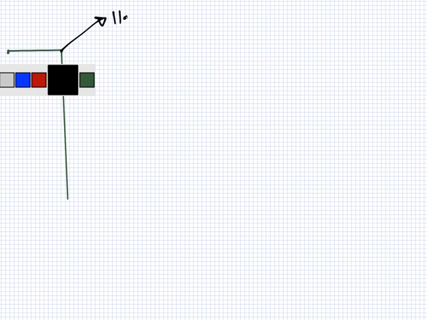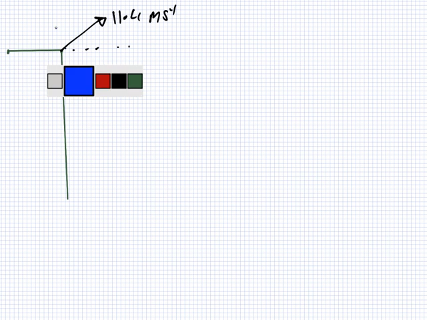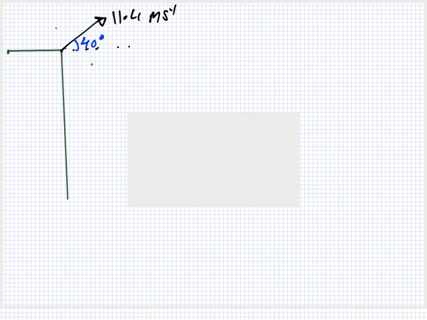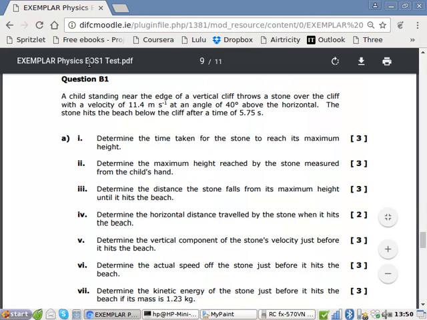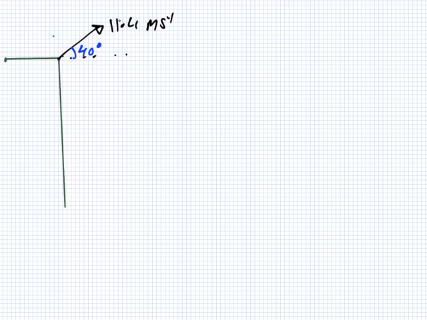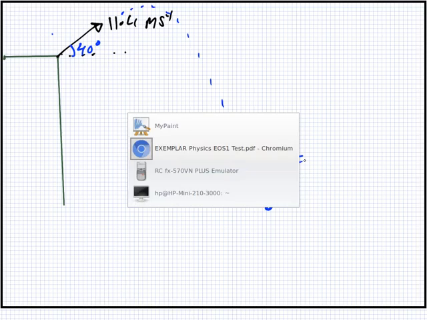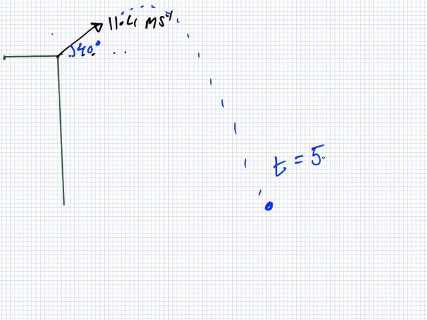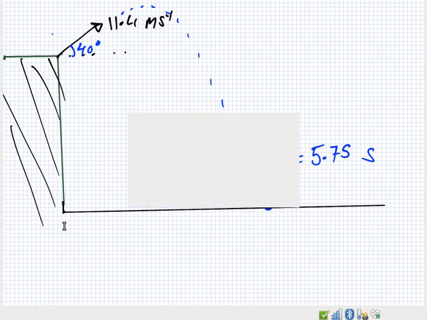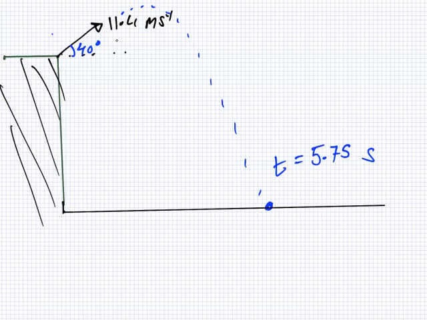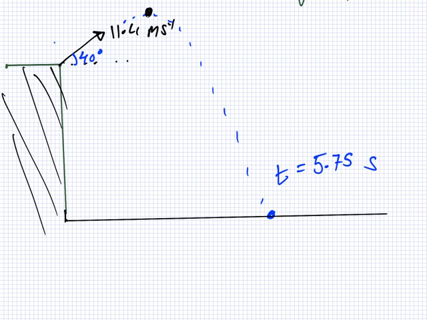11.4 meters per second at an angle of 40 degrees, and the height of the cliff is unknown. But what we do know is the angle, the speed, and the time it takes to hit the ground is 5.75 seconds. Question 1: how long for the stone to reach the maximum height?